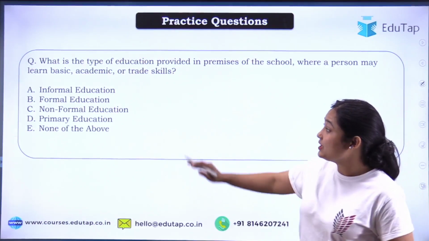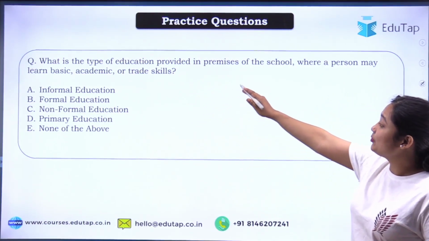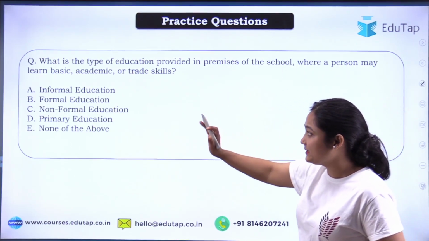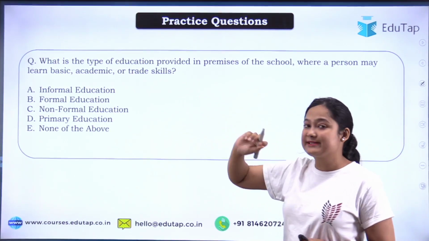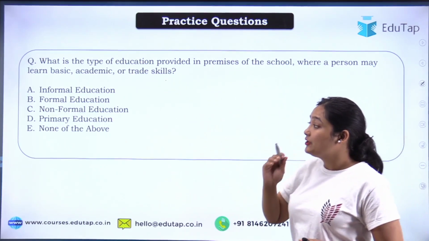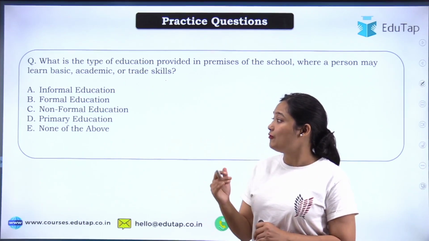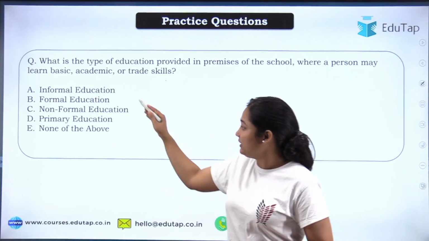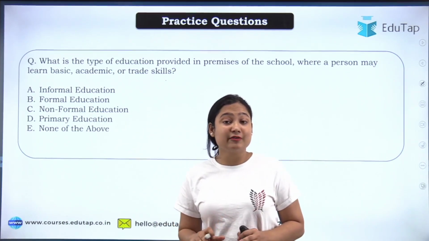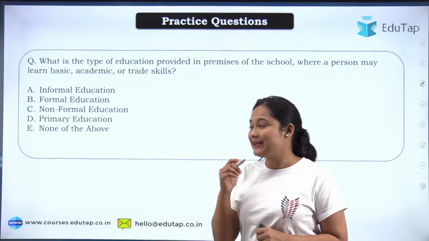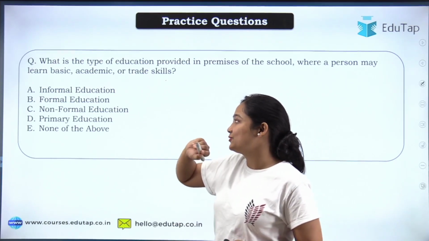Your question was, what is the type of education provided in the premises of the school where a person may learn basic, academic or trade skills? Your options are informal education, formal education, non-formal education and primary education. If all the options are wrong, you can go for none of the above. I have seen in the comments that most of you have given the correct answer, and of course the answer is formal education.